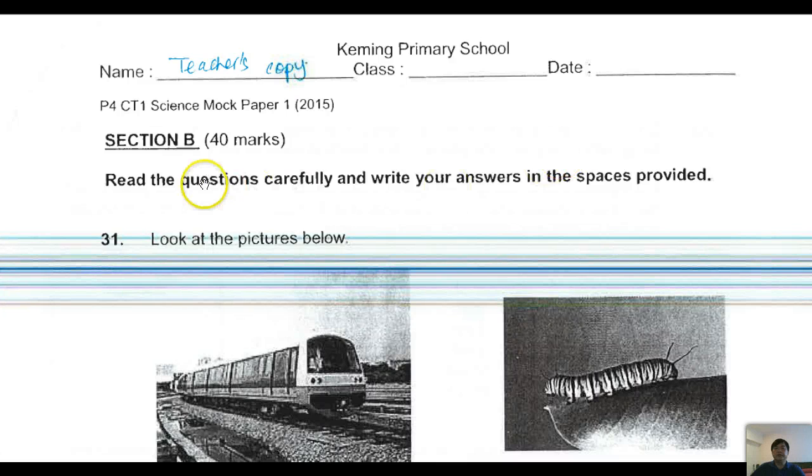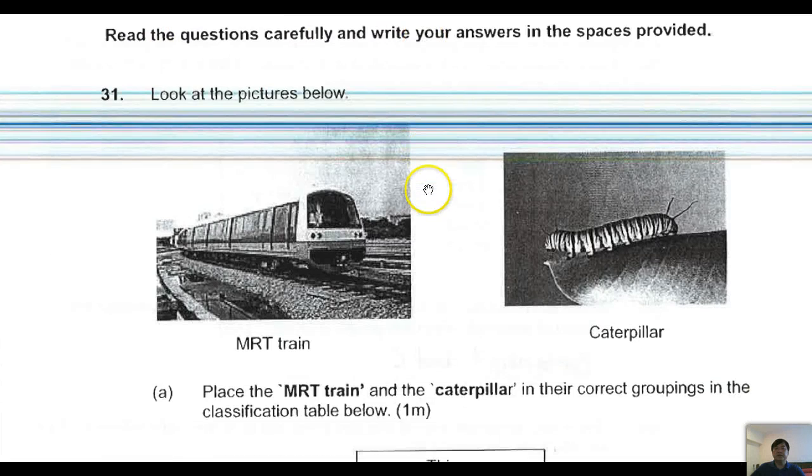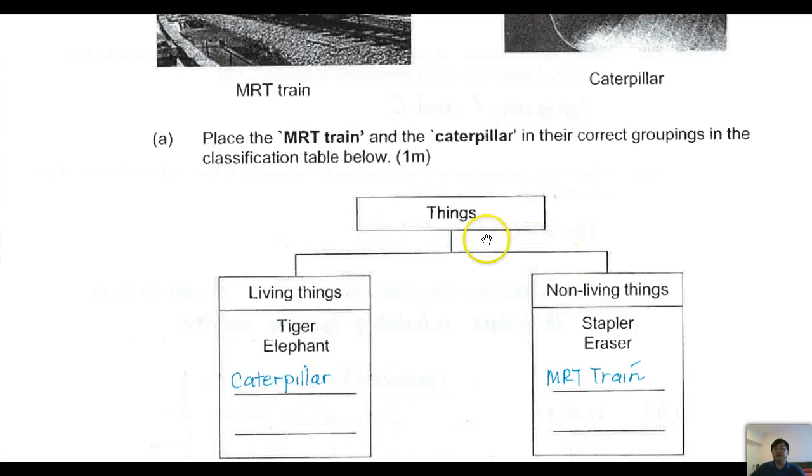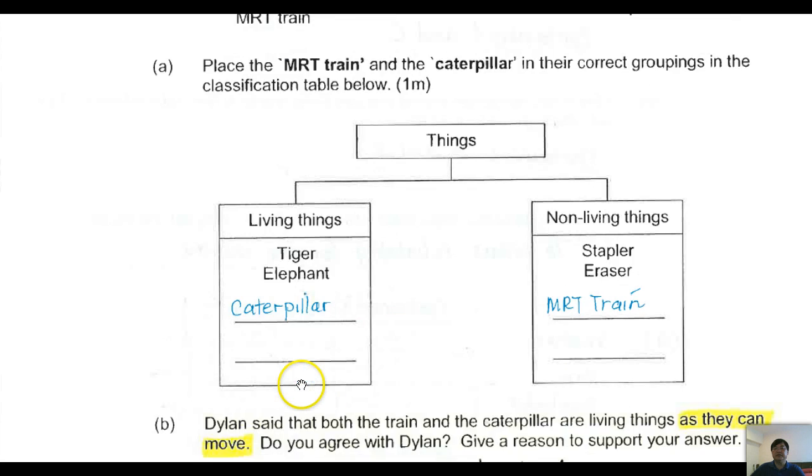Right, let us continue with the mock paper for science section B. Question 31. Look at these two pictures, a train and a caterpillar. Both of them can move, okay, and they can be classified this way: living things, non-living things. The train will be under non-living things, caterpillar, living things.